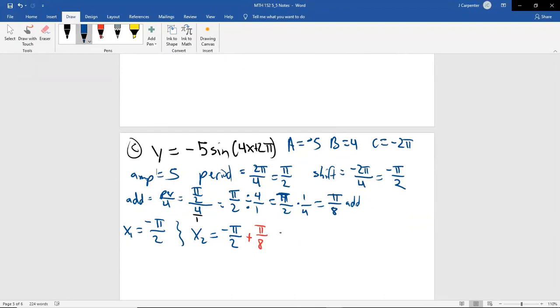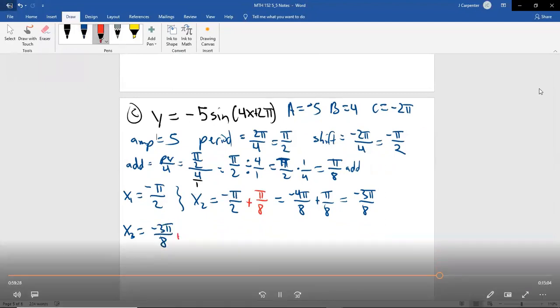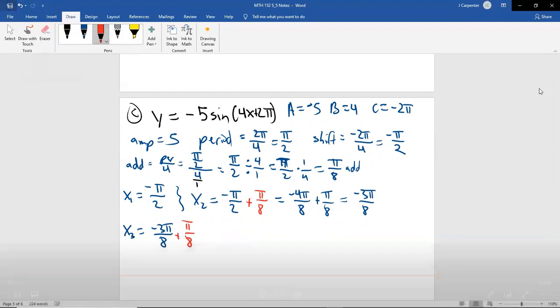Well, you're going to have to get an LCD between 2 and 8. Your LCD is 8. 2 goes into 8 4 times. 4 times -1 is -4. So this is -4 pi over 8 plus pi over 8. -4 plus 1 is -3. So -3 pi over 8 is our second point. These are definitely going to be the least pretty, but that's okay. Nothing wrong with that. So our third x value, take the last one, negative 3 pi over 8, and we're going to add the adding value of pi over 8. Negative 3 plus 1 is negative 2. That's negative 2 pi over 8, which reduces to negative pi over 4.